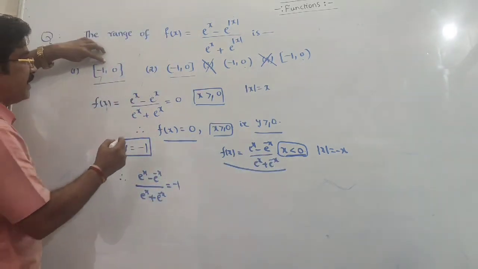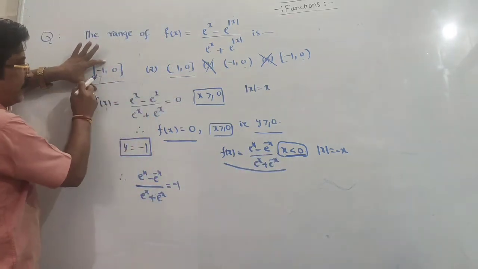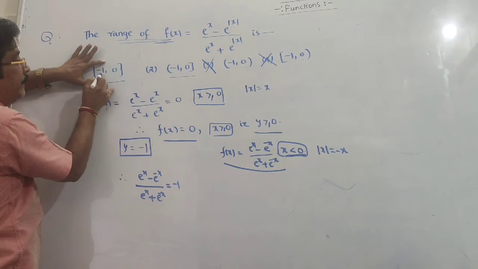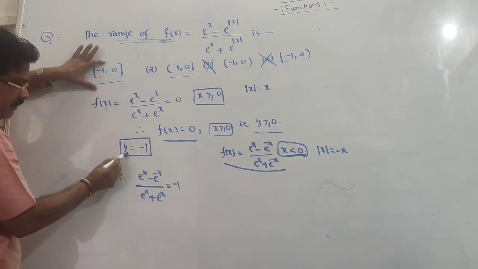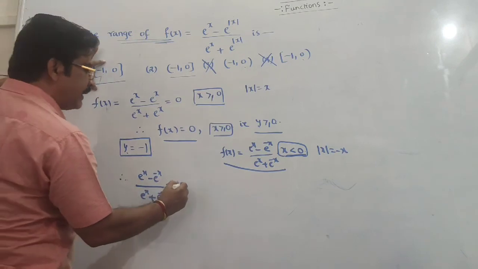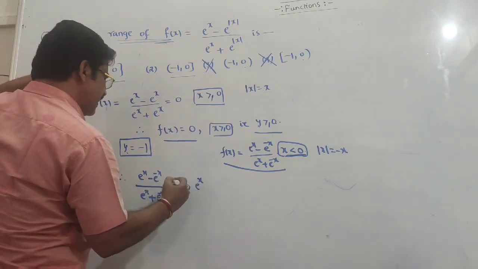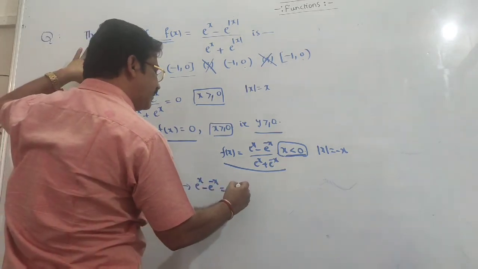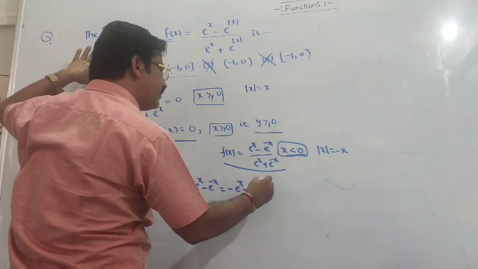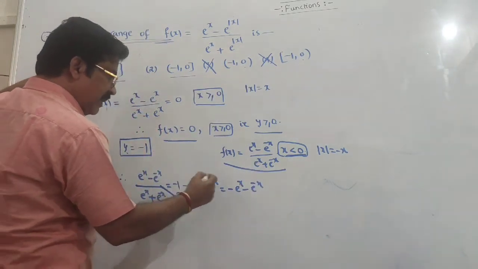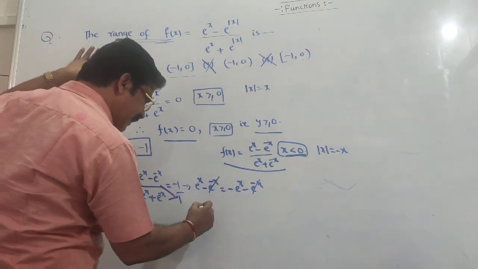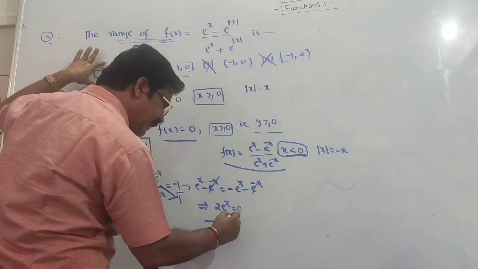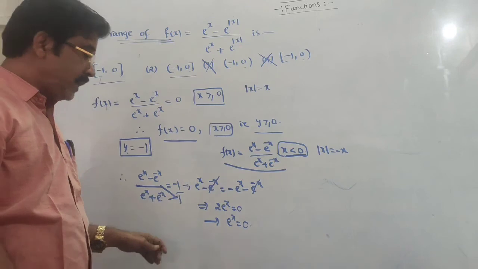Here we are verifying the first option. This is the question: the range of f of x means the y value. So we are assuming y equal to minus 1. So that implies, by cross multiplication, e power x minus e power minus x is equal to minus e power x minus e power minus x. So anyhow e power minus x gets cancelled. It remains 2 e power x is equal to 0. That implies e power x equal to 0.